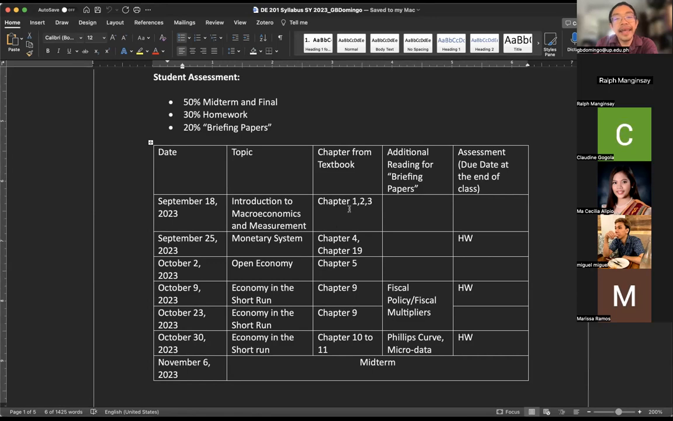So the midterm will be on this date, and hopefully we'll tackle all of these different topics, most confident na kaya natin gawin. Like, the things that we will not finish dito sa macro and measurement, we will definitely do next week, and we'll definitely finish monetary system by next week. Almost 100%.